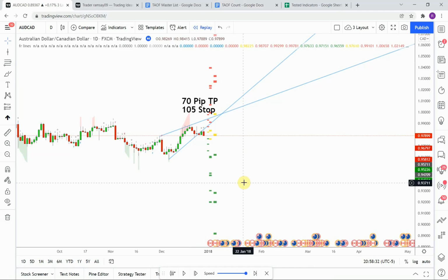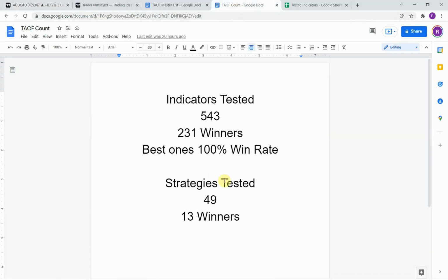Alright, as I said, today we will be testing the 2 Fractals Trend Lines indicator. Before we do though, I wanted to put the testing scoreboard up for everyone to see. So, to date, we have tested a total of 49 different strategies, with 13 of them being profitable. We have also tested a total of 543 indicators, with 231 of them being winners. The best ones so far were able to achieve a 100% win rate.